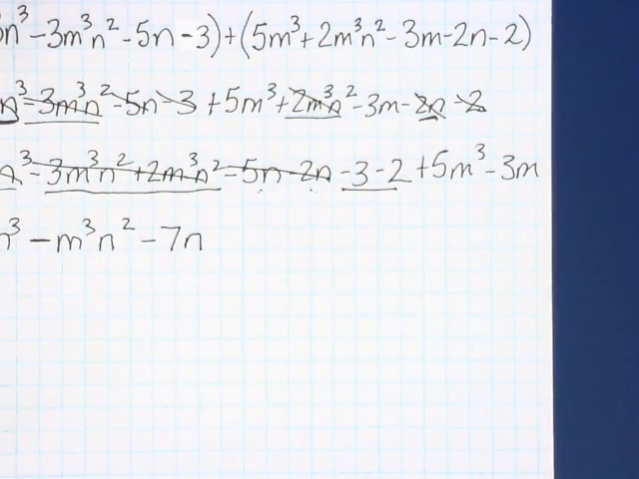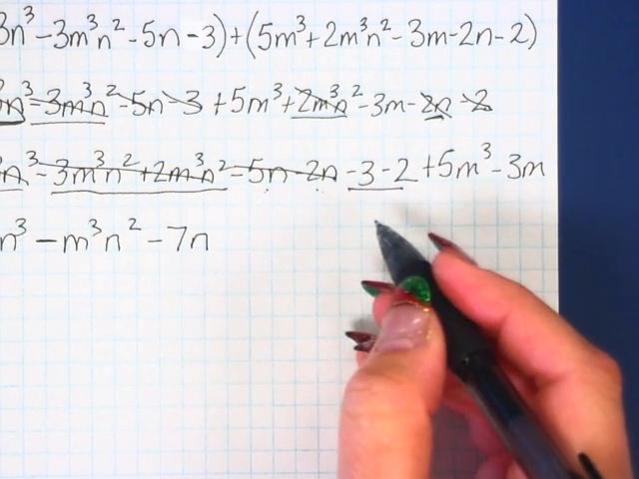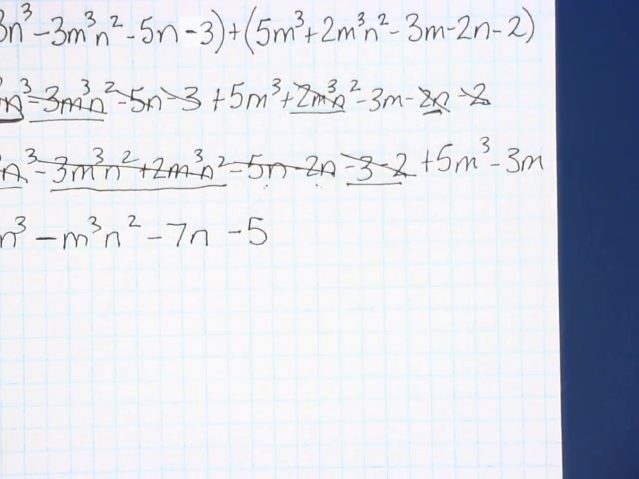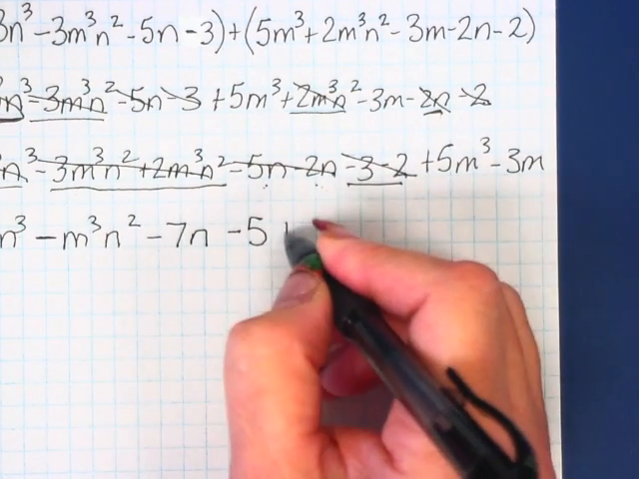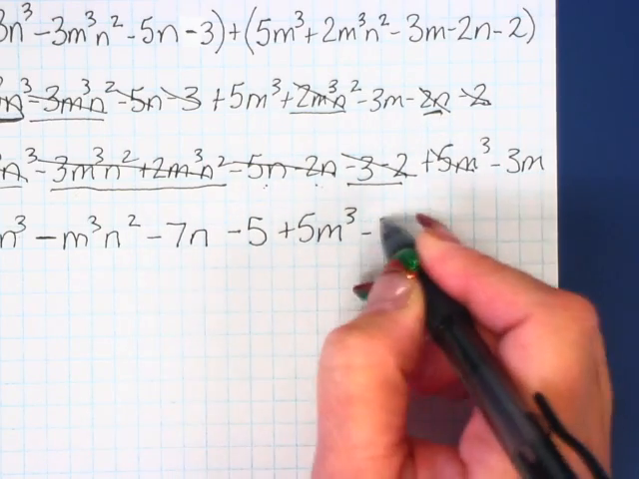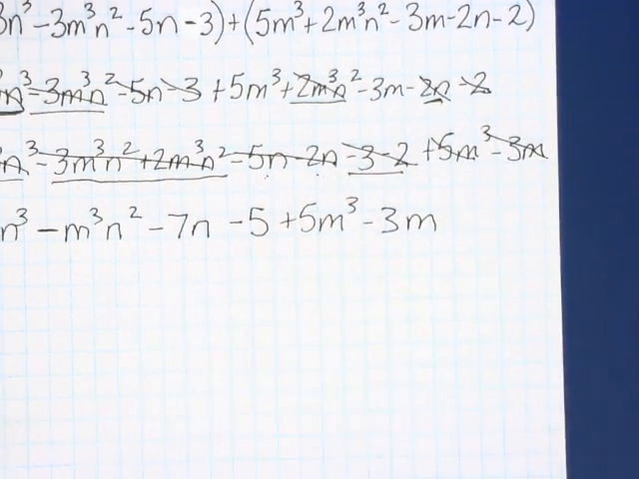Negative 3 and negative 2, again, they're both negative. I add them together. Negative 3 and negative 2 is negative 5, and they stay negative. The last two, if we remember, they had no friends, nothing to pair them up with. And that's our answer. Now we're going to try to put them in descending order.